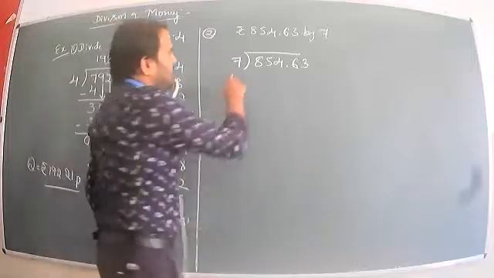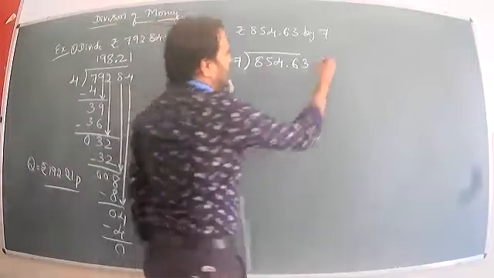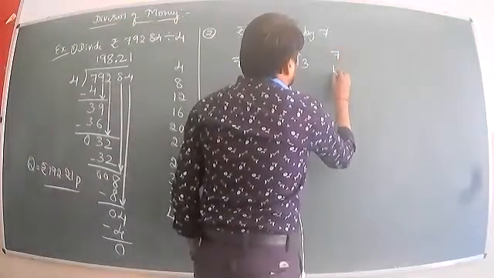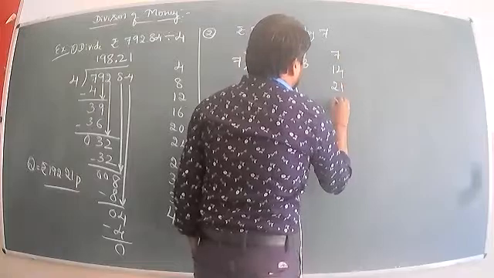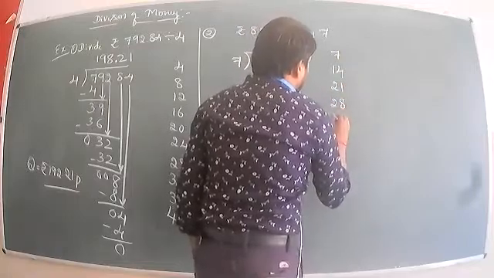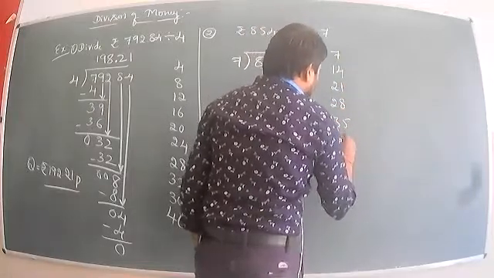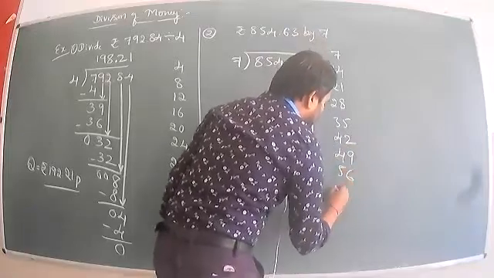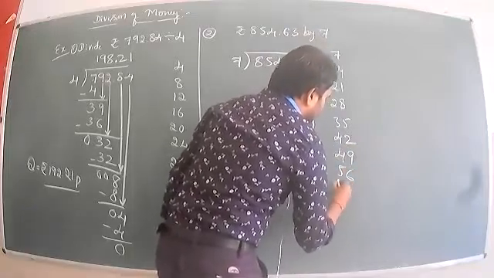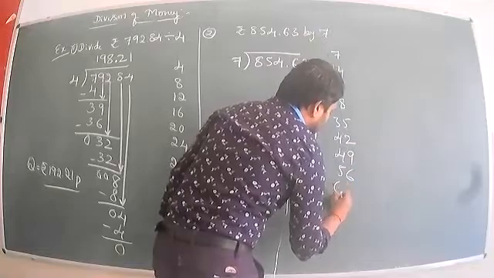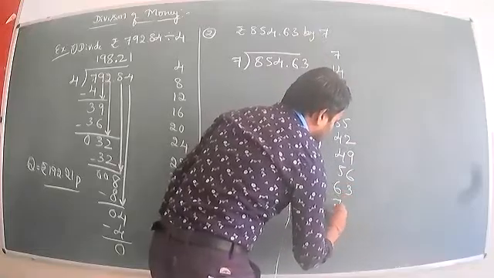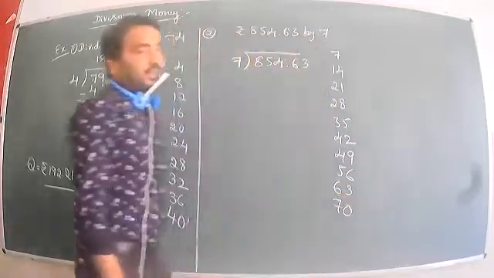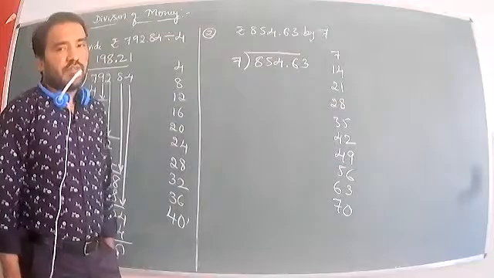So now 7 is the divisor. We should write the tables of 7: 7 1 the 7, 7 2 the 14, 7 3 the 21, 7 4 the 28, 7 5 the 35, 7 6 the 42, 7 7 the 49, 7 8 the 56, 7 9 the 63, 7 10 the 70. Now we can divide the number.